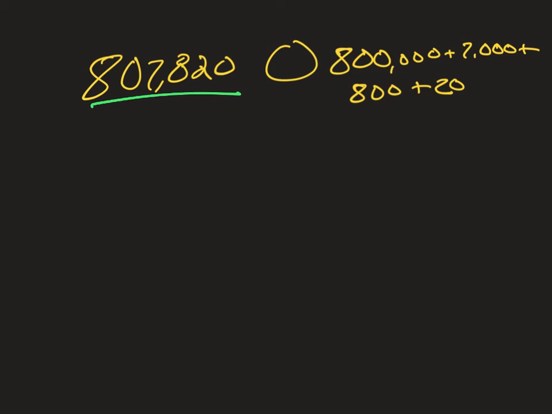Lastly, I have this in standard form and this in expanded form. So I'm going to go ahead and rewrite it in its lowest place value. So 20 would be 2 in the tens, 8 in the hundreds, 7 in the 1,000s, 8 in the 100,000s, which puts a 0 in the 10,000s. This is 807,820. They sound identical to me, which makes this equation equal.